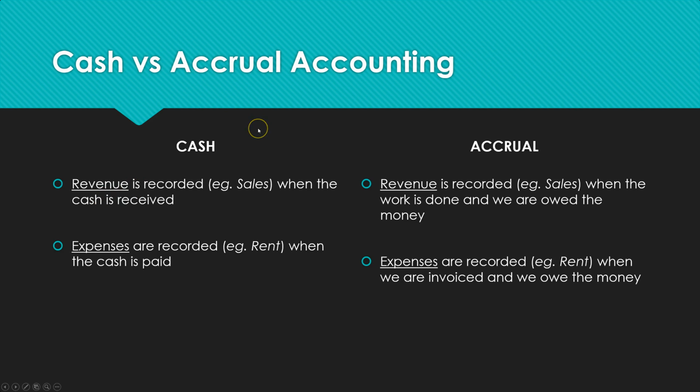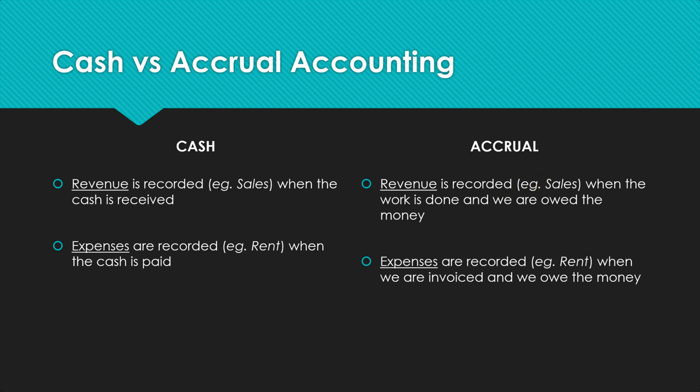Right, so on the left here we have cash accounting concepts, and it's all to do with when revenue and expenses are recorded. So on a cash basis, revenue is recorded, for example, a sale, when the cash is received. That means that we are not recording things like credit sales in our accounting system because we have received no cash at that stage. On the flip side, for revenue in the accrual accounting system, we are recording it as soon as the work is done and we are owed the money. So when we send the invoice out, it means that we are accounting for things like accounts receivable.